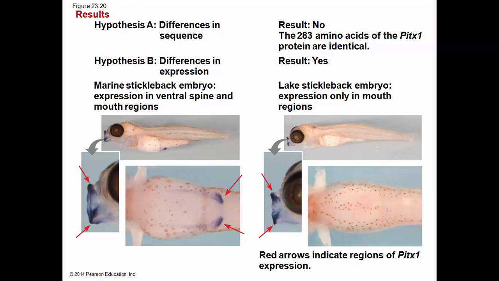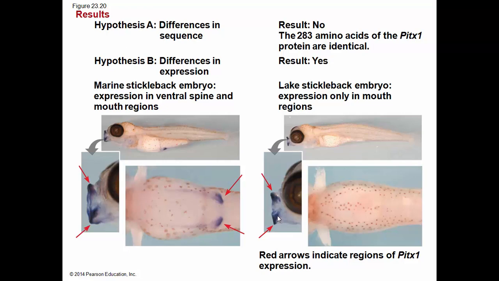So here the gene is active. You can tell that it's the same gene producing the mouth parts, and it's active in both the marine and the lake stickleback fish, but the spines are only produced in the marine fish. So this suggests that the gene is there, but that the expression of the gene is what's being altered.